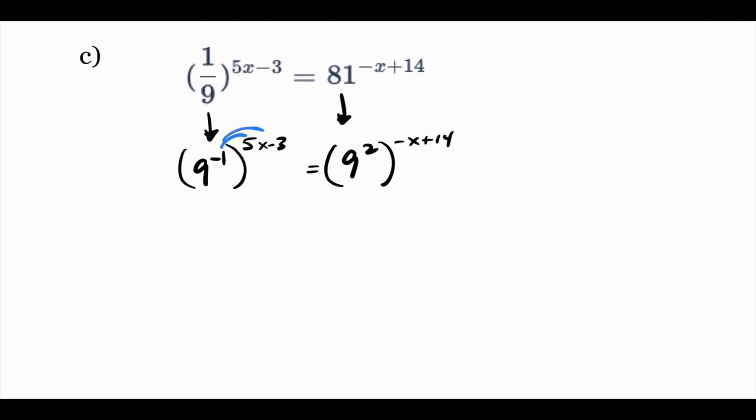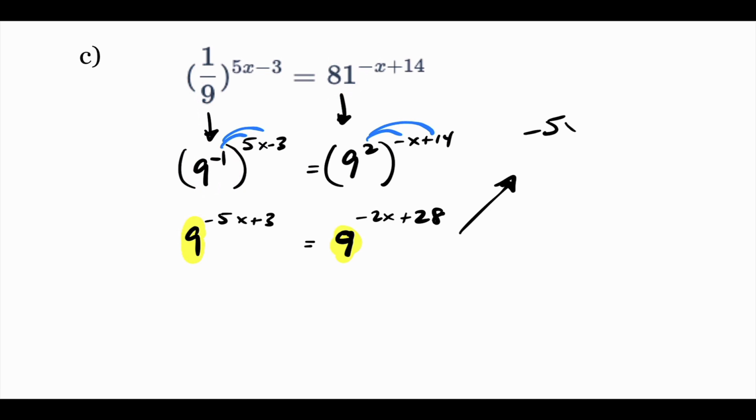Okay, so I'm going to distribute the powers to get rid of the parentheses. So 9 to the negative 5x plus 3, 9 to the negative 2x plus 28. The bases are the same. So if the bases are the same, that means the powers must be the same. So I'm going to set them equal to each other.